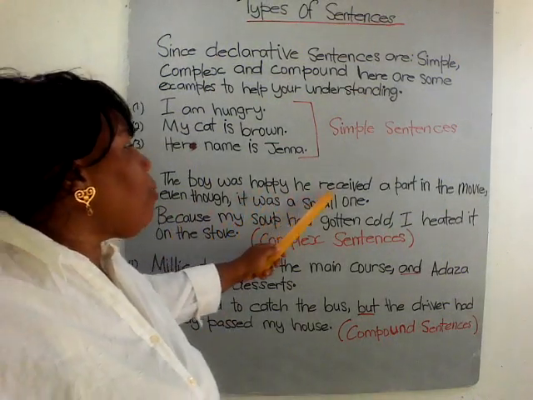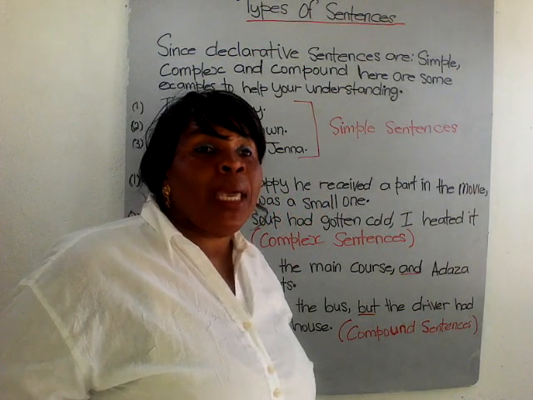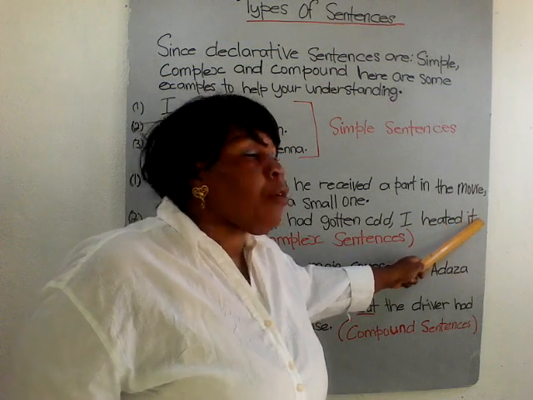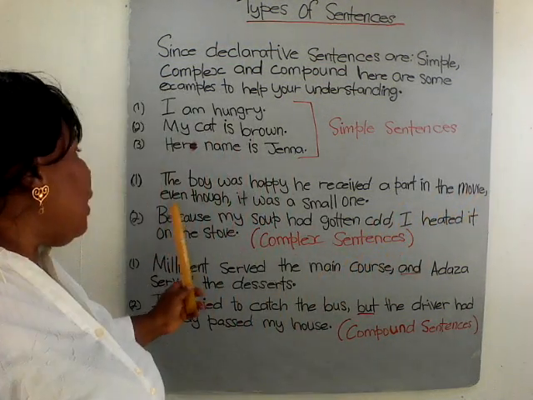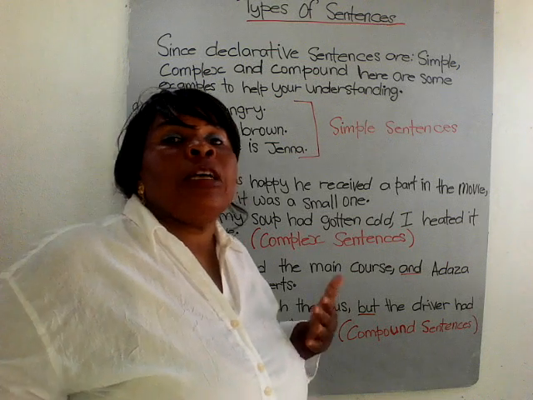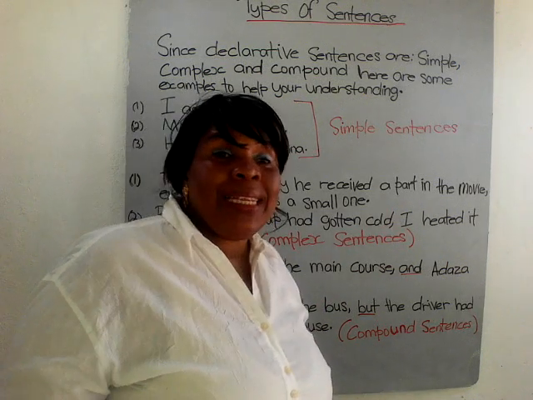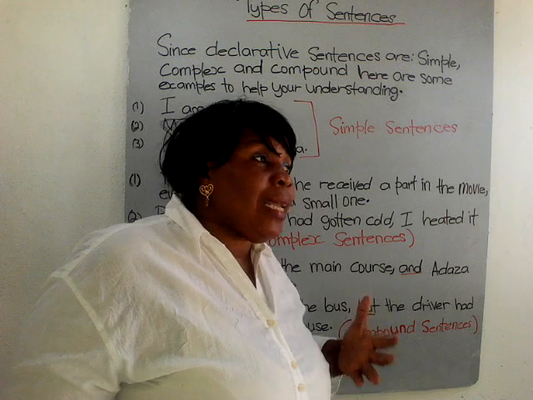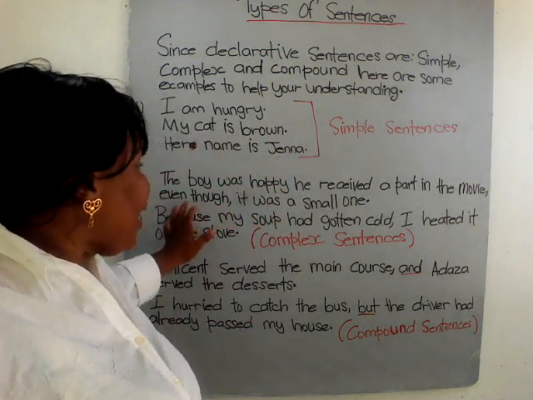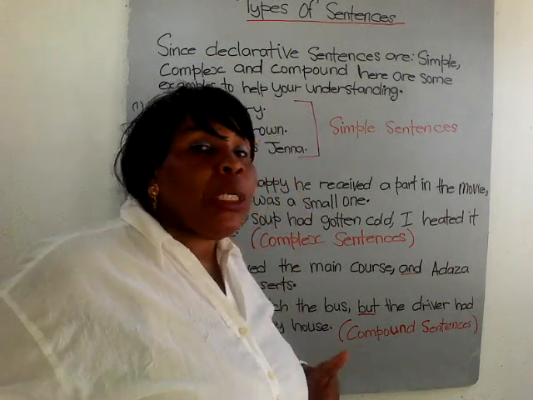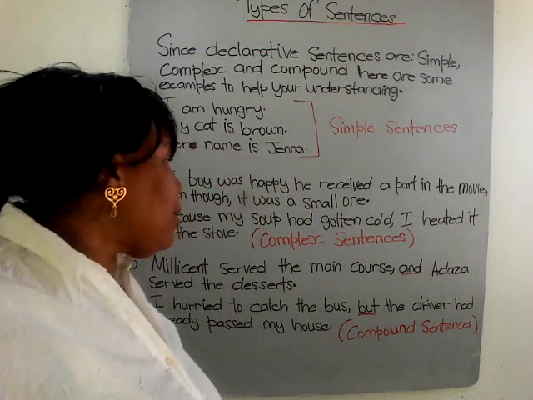The boy was happy he received a part in the movie is a full sentence. But to give additional information, we use a comma: even though it was a small one, right? So the first part is an independent sentence, but we are giving additional information, so we use the comma to separate it, which makes it a complex sentence.